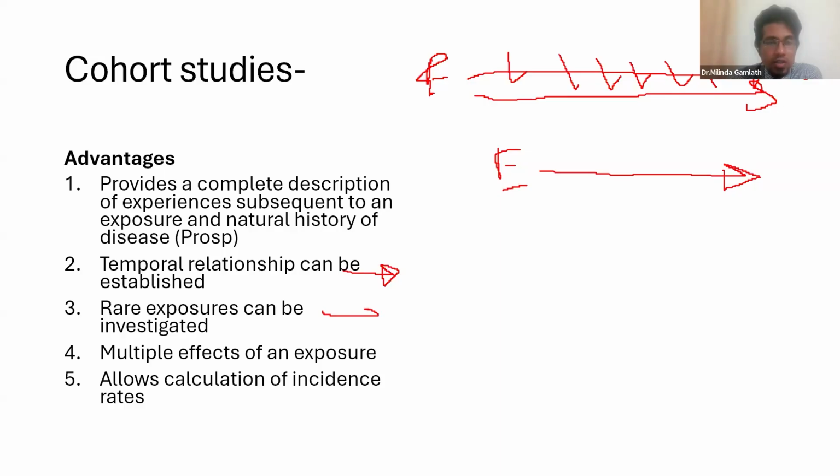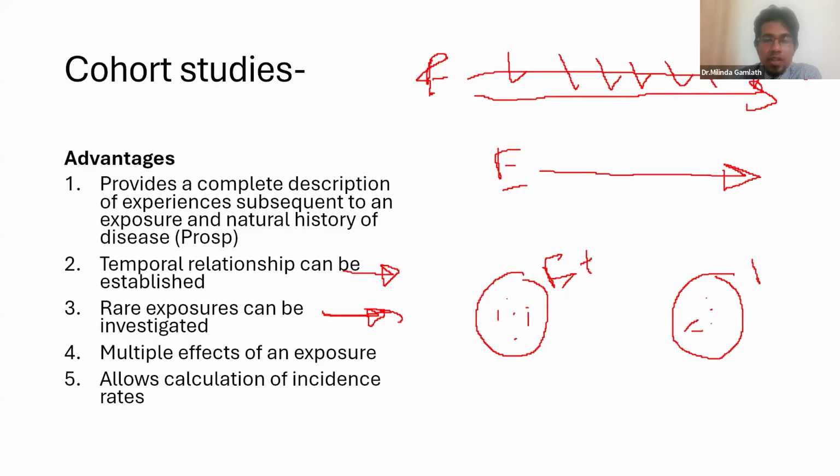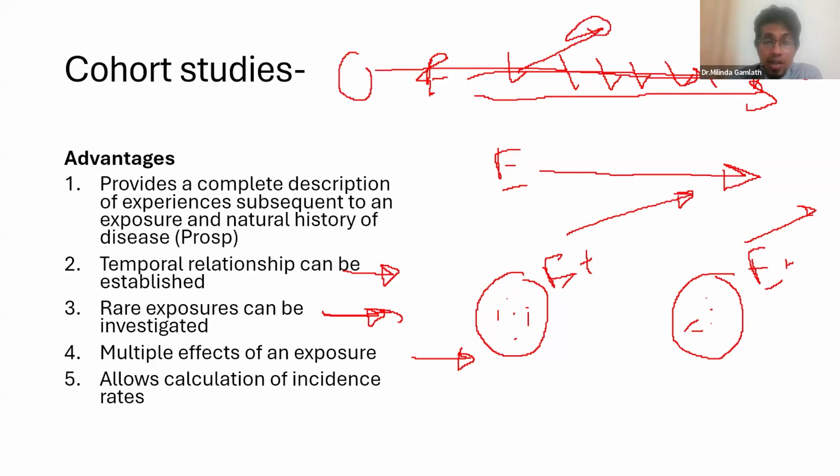Another advantage is you can study rare exposures. Rare exposures, you can sort of get them out and investigate them. Even if the exposure is rare, if you can find that exposure, you can find a group of those people and put them in that group, and you can call that the exposed group. And then you can find a group of people without the exposure, and they will be the non-exposed group, and then you can do the study. Then you can look at multiple effects of an exposure, because you are taking one exposure and following them up, even if other outcomes happen.